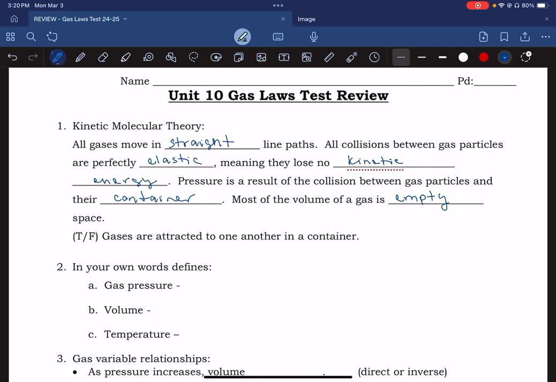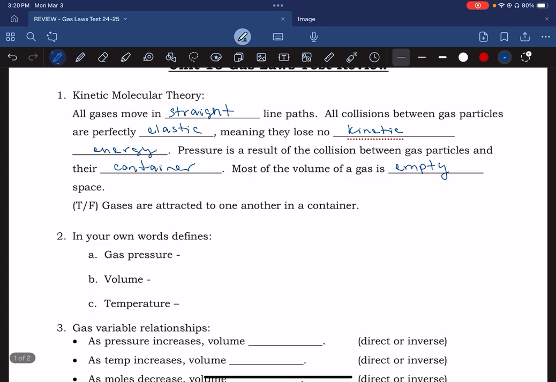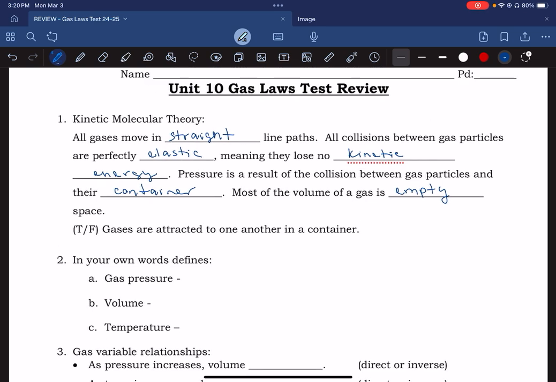Okay, so let's talk a little bit about some of the conditions that we need to have an ideal gas. All right, so we've been talking about an ideal gas this whole time. And so we've talked about some of those conditions here. We have elastic collisions that lose no energy. Another thing is that we know that in an ideal gas, the particles are not attracted to each other. Okay, that's one of the assumptions that we have.